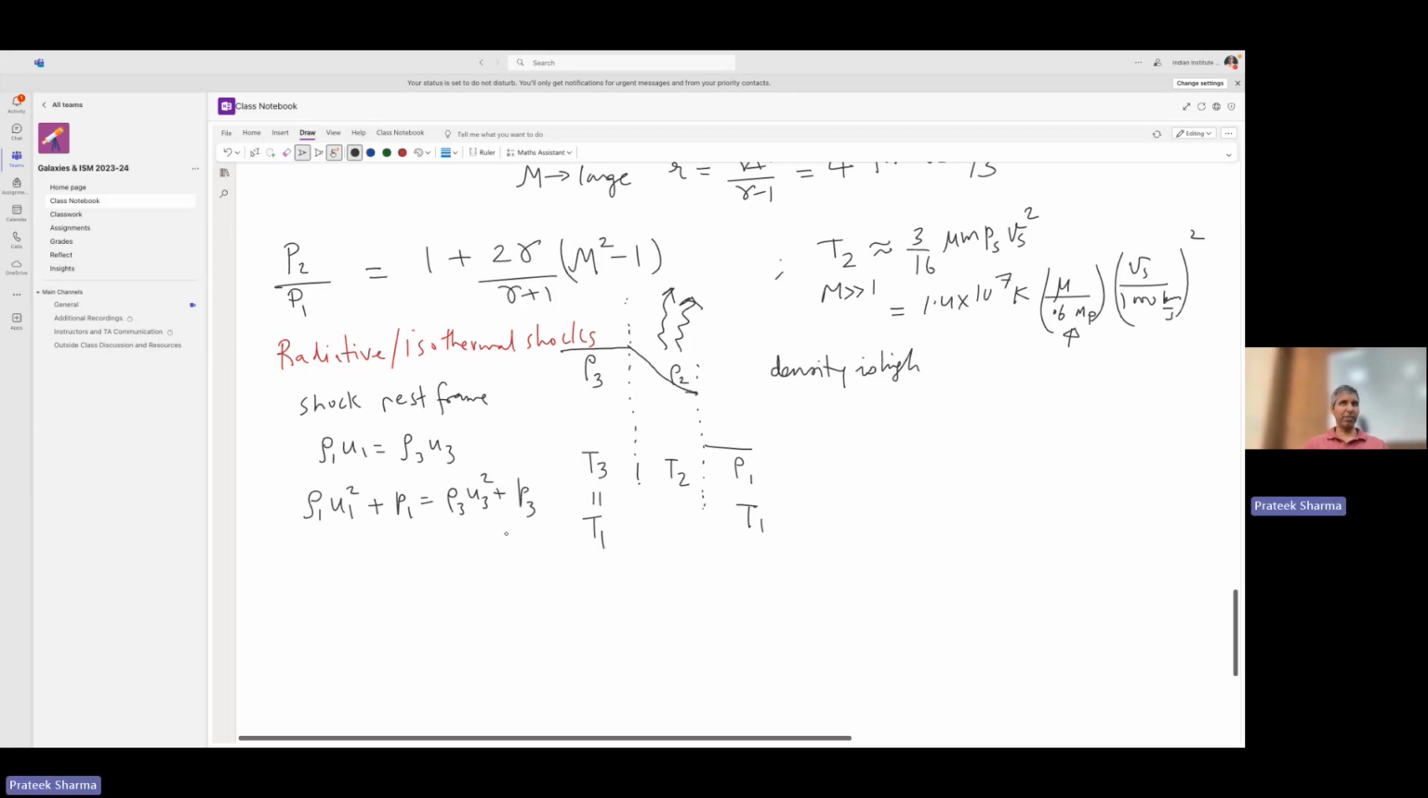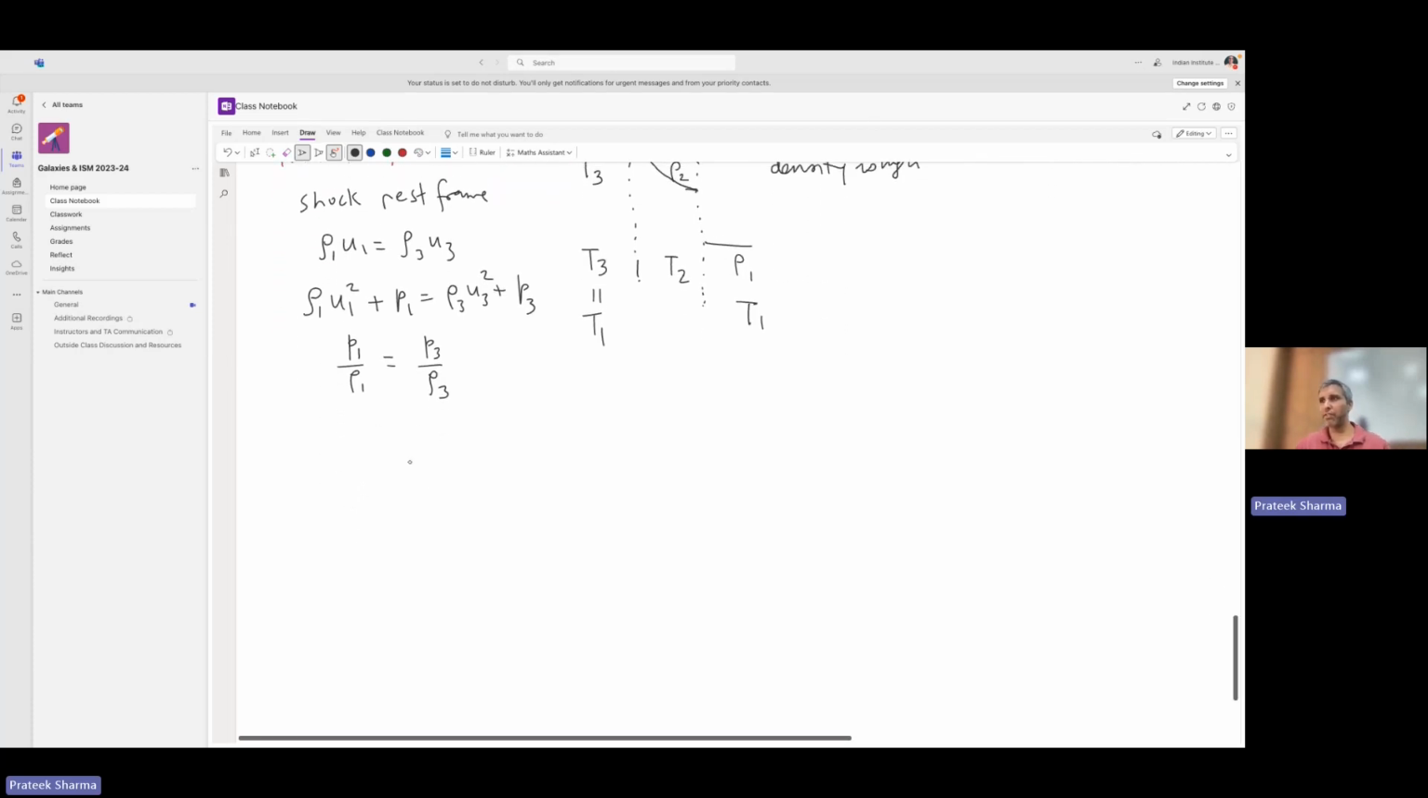But we don't have the energy equation. Instead of that, what we have is P1/ρ1 is equal to P3/ρ3. That's nothing but T1 equals T3. So these are the three equations. Again, we have three equations, three unknowns. If you set these equations up in terms of this compression factor R equal to ρ2/ρ1, ρ3/ρ1 in this case, what you get is 1 plus 1/M1² is equal to 1/R plus R/M1², where M1 is the isothermal Mach number.